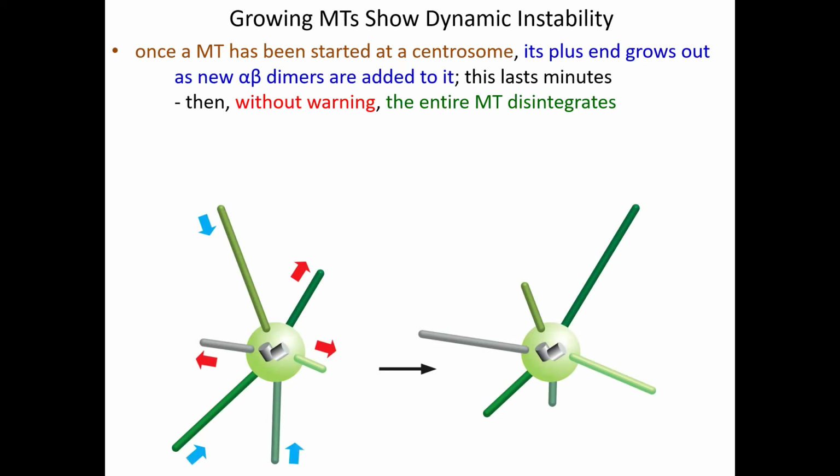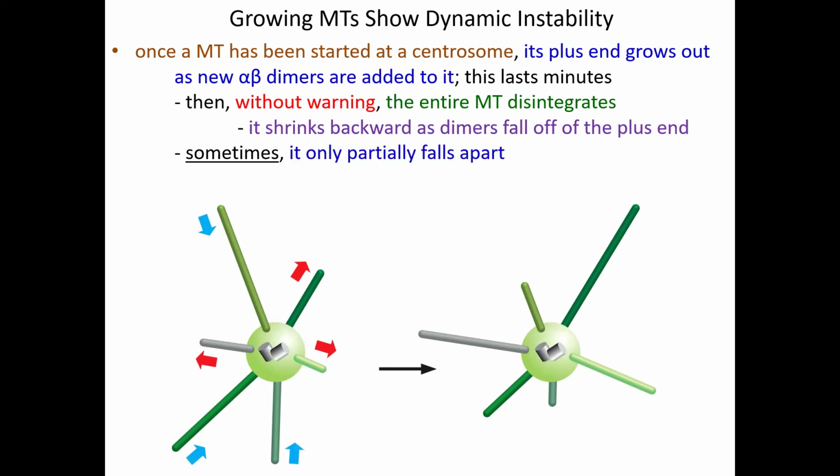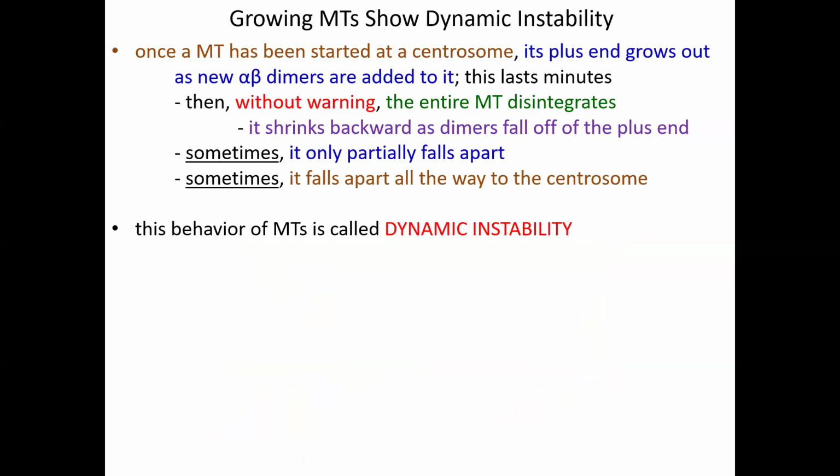Those tubulin dimers will begin falling off the positive end, and that will cause the microtubule to shrink backwards and fray. Sometimes these microtubules only partially fall apart. Sometimes they fall apart all the way back to the gamma tubulin ring at the centrosome. But this flux of build, disintegrate, make a long microtubule, and then the microtubule spontaneously breaks down again, that's what we mean by dynamic instability. Dynamic meaning in motion or always changing, and instability meaning it's not stable. The microtubule is not going to stay put.